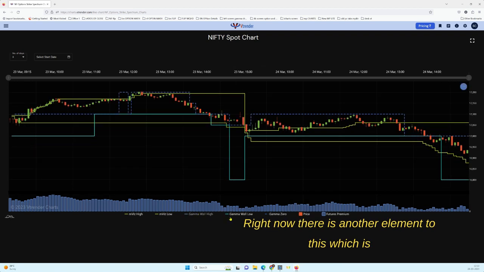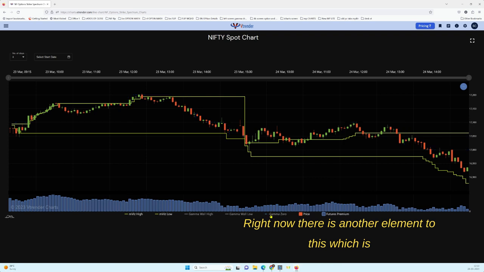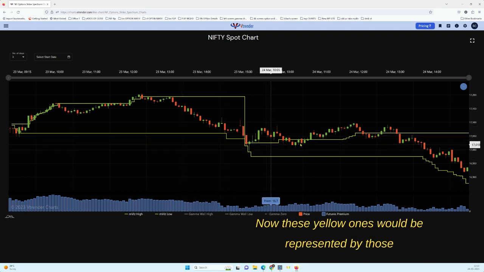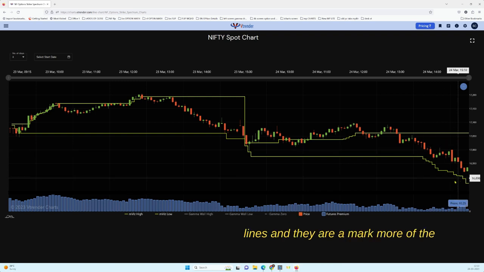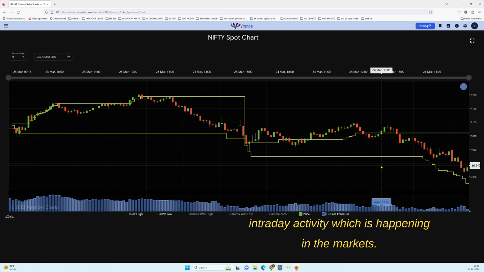Right now, there is another element to this, which is the MWIS high and the MWIS low. Simply put, this is what we call the market visualization high, and the MWIS low is the market visualization low. Now these yellow ones would be represented by those lines, and they are more of a mark of the intraday activity which is happening in the markets.